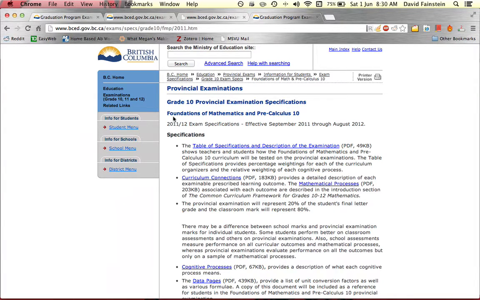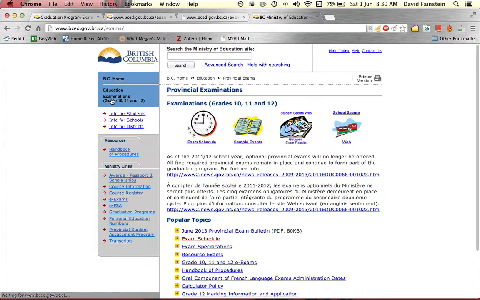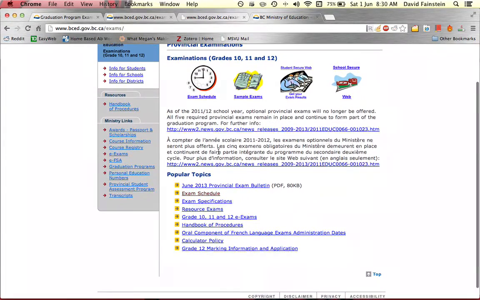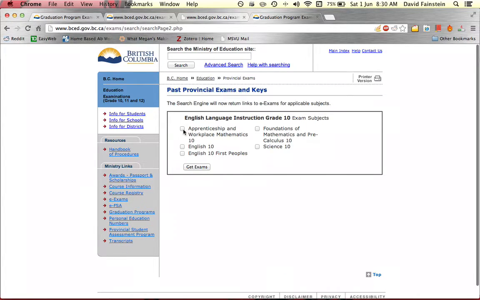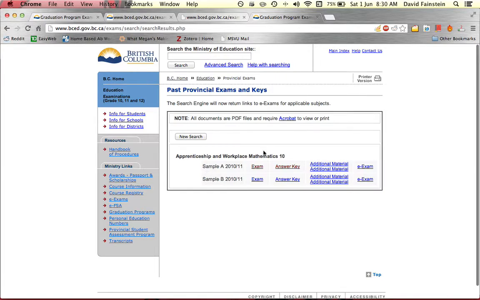Foundations in Pre-Calculus. That's not the one I want. So you can go to Examinations, Sample exams. Then you choose your year. I hope you know what grade you're in. That's important. Oh, I want this one. Get exams. And then all the info you need is right here. I've already pulled it up just for simplicity's sake.